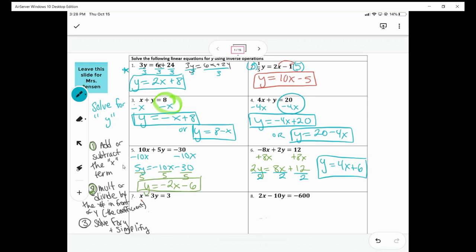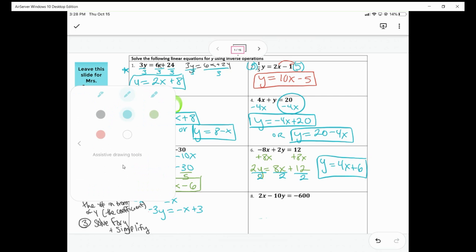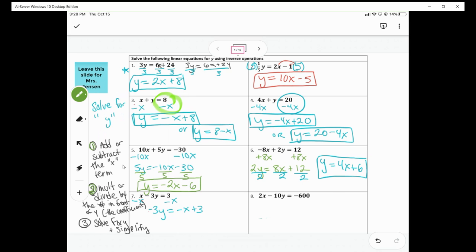For number 7, we first want to subtract x because it's positive. Then we have negative 3 times y, so we want to divide each term by negative 3. This makes it easier to simplify. So I get y equals a negative divided by a negative is a positive. It's just x over 3. And 3 divided by negative 3 is negative 1.